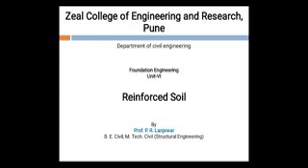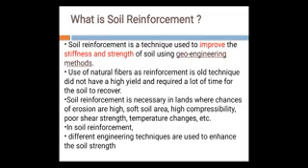Now first of all, what do you mean by soil reinforcement? Soil reinforcement is nothing but the technique which is used to improve the soil by improving its properties, such as the stiffness and strength of soil, by using geoengineering methods. There are some methods used to improve, that are called the geoengineering methods.